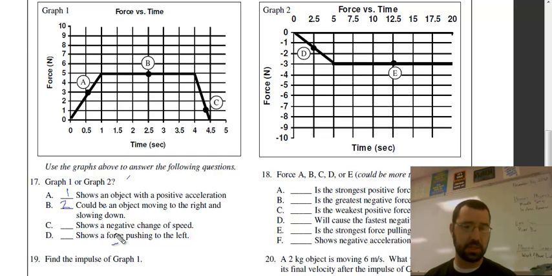C shows a negative change of speed. This would be 2 as well, because any force would be a negative change. And D shows a force pushing to the left. This would be 2 as well. So remember, it's to the left. This is the direction of this force. Could also be down, but that wasn't one of the choices here. Okay, so that's how we do the first here. And once again, just remember for this one that the force is negative.